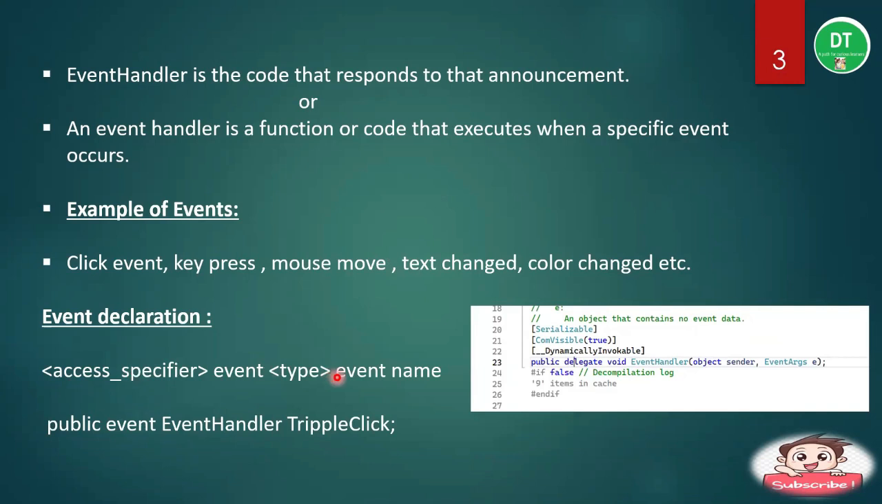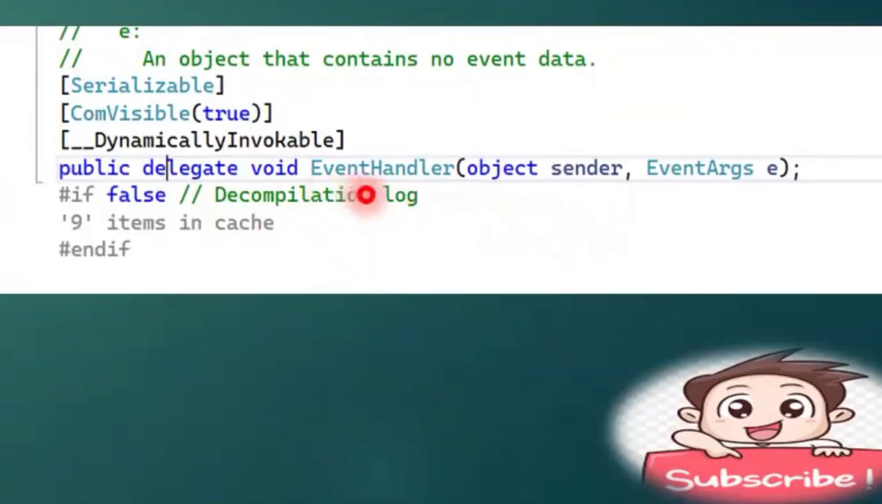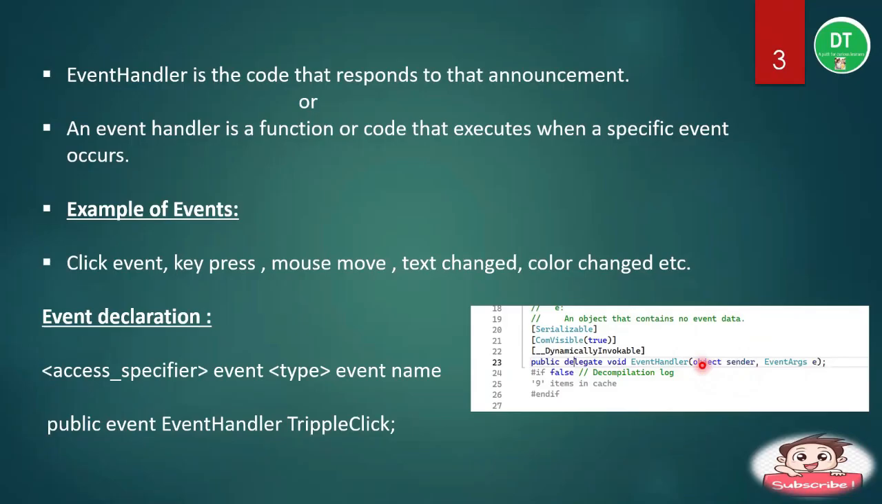I have told you that this EventHandler is a delegate. Here in the figure you can see that it is defined in the C# code. EventHandler is generally a delegate. You can see public delegate void EventHandler, and it has two parameters, sender and e, where e is of type EventArgs, and sender is of type object. So EventHandler is a delegate, and TripleClick is a variable of type delegate.